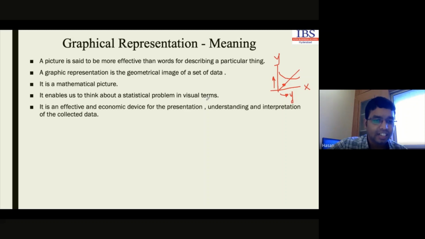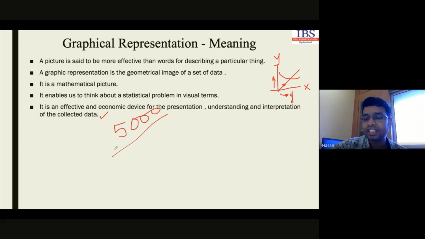So basically, the last one is that it is an effective and economic device for presentation, understanding and interpretation of the collected data. We have 5,000 informations. If we put these 5,000 informations in a table, it will be very difficult for us to draw meaningful conclusions unless we draw the graph or a pictorial form, so that it can be observed at a single point. So it is very effective.